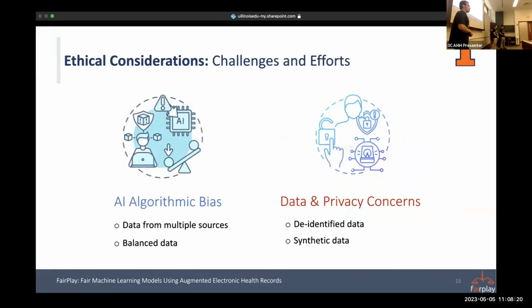Within this work, we've also encountered several challenges and efforts on the ethical side. In regards to AI algorithmic bias within the healthcare setting, we try to bring forward an approach that's going to basically allow the sharing of data from multiple sources in order to effectively balance the data set from the perspective of these machine learning algorithms that then make decisions in people's lives. With regards to data and privacy concerns, our methodology requires de-identified data to be set up initially, but then can generate arbitrary synthetic patients of all kinds of populations or phenotypes, as Brandon mentioned.